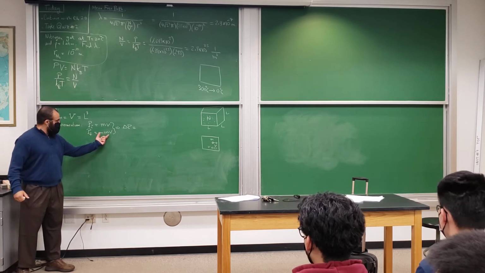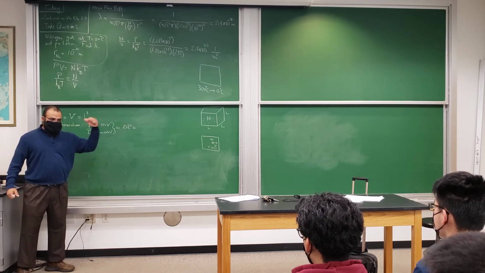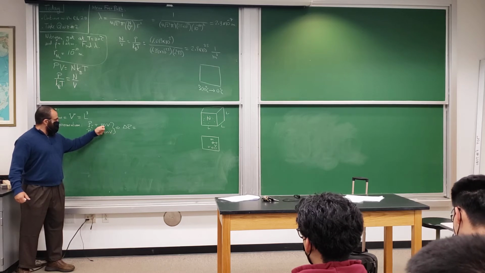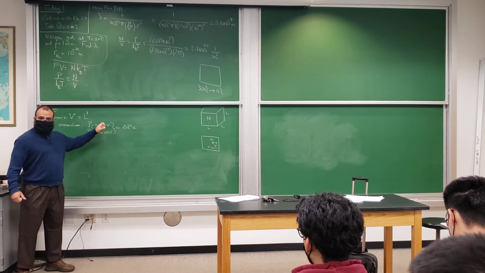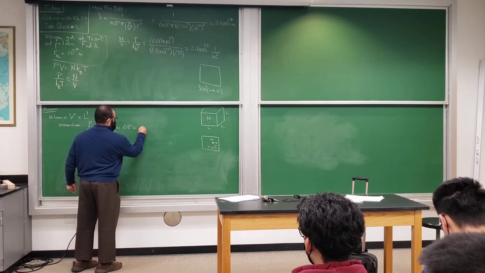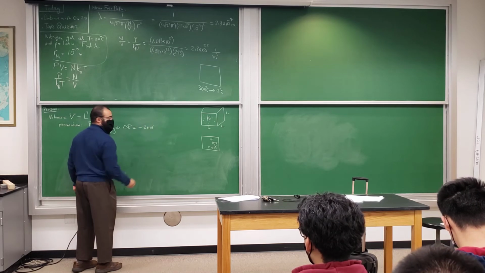The final is negative MV. Assume the right is positive, for example. So the left would be negative. So you have negative MV, that's the final, minus the initial, which is positive MV. So you would have negative twice MV. That's the change in momentum.